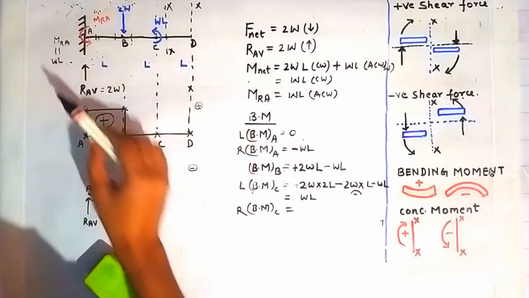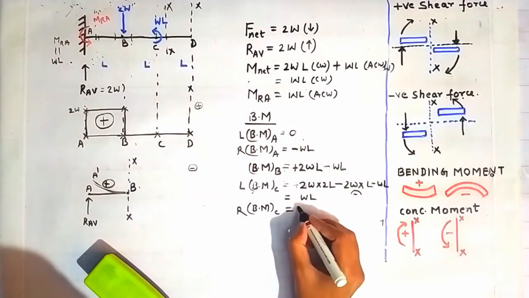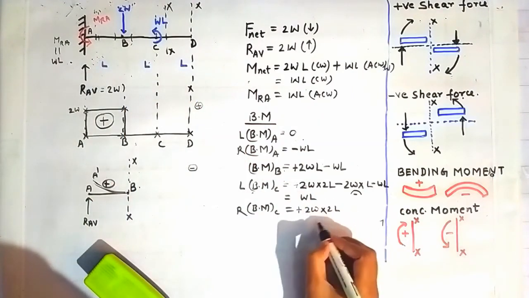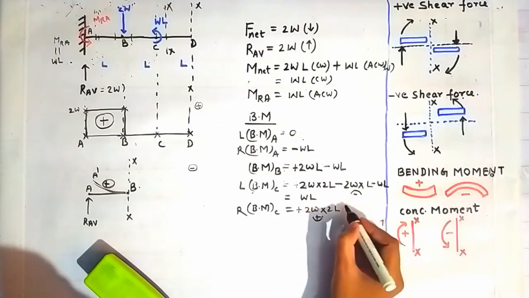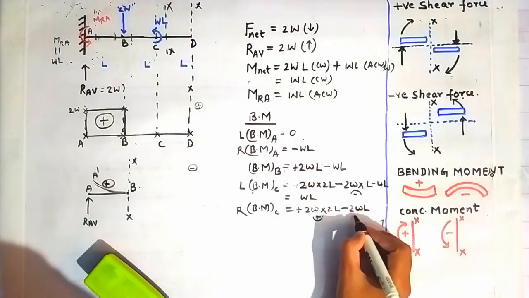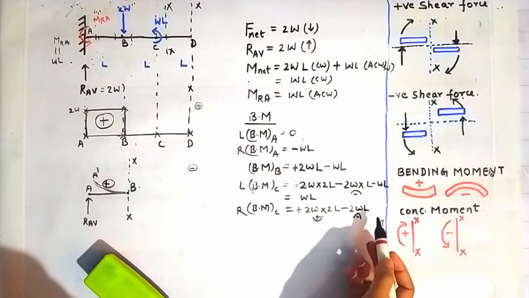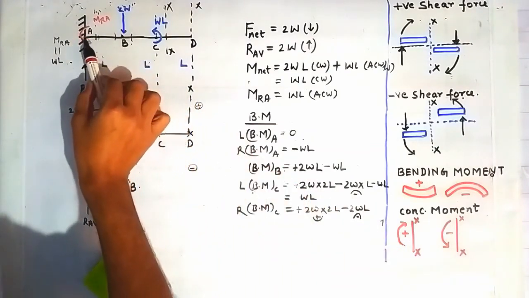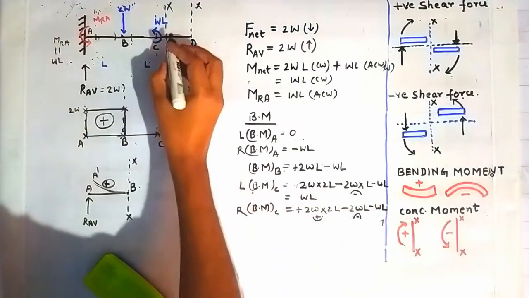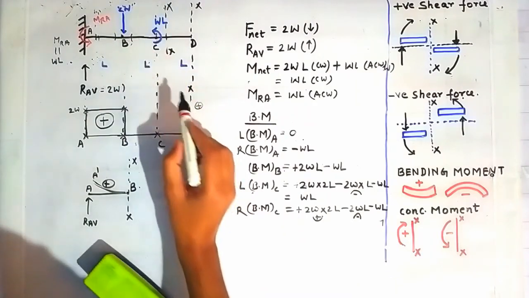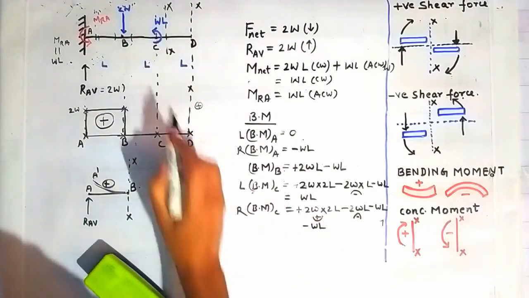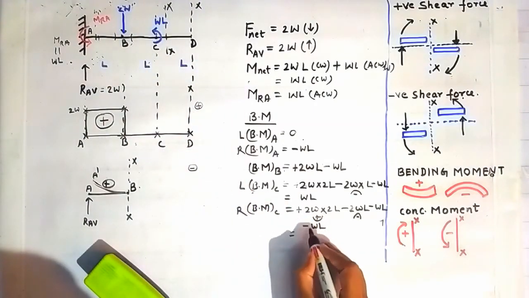So because of this force, there will be a moment of plus 2W into 2L, sagging. And because of this force there will be a moment of 2W into L, hogging. Because of this concentrated moment there will be a moment of minus WL according to the sign convention, and because this is going in the anticlockwise direction also, there will also be a moment of minus WL because of this concentrated moment. So it will give us again 0.